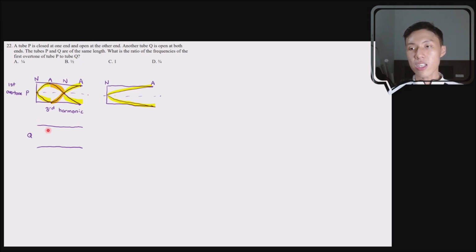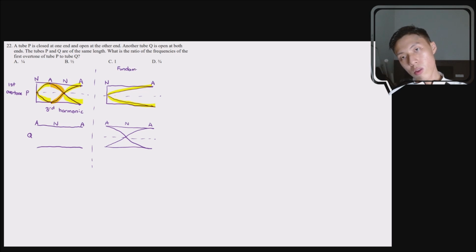Okay, so let's look at the open pipe over here. In an open pipe, we know that at both ends the particles are free to move, so both ends should be an antinode. You know that antinode and antinode cannot be side by side, so you must introduce a node in between. This will be the most basic pattern that we can have for an open pipe, so this will be the fundamental tone for an open pipe.